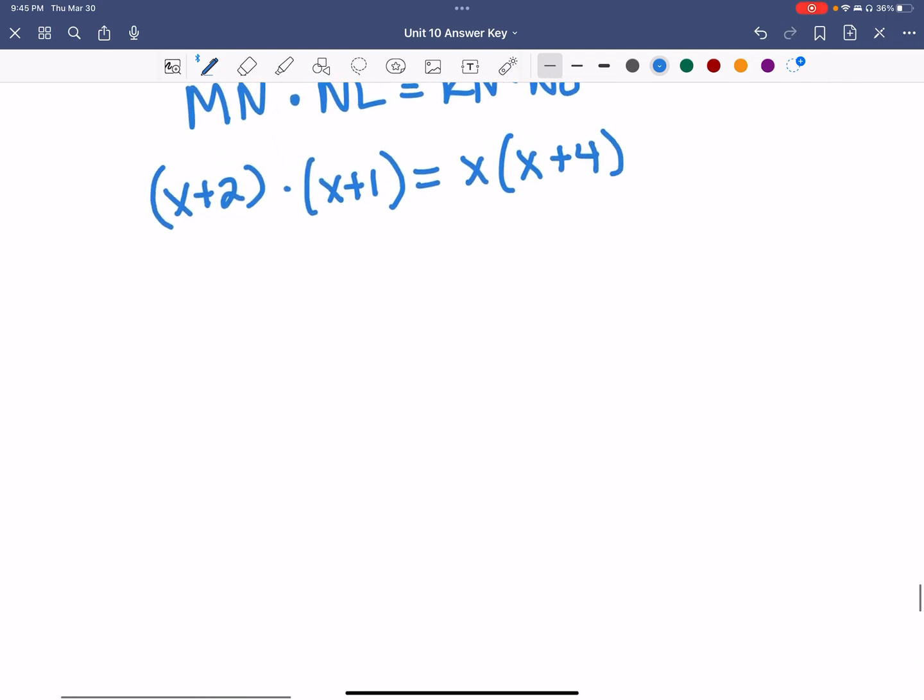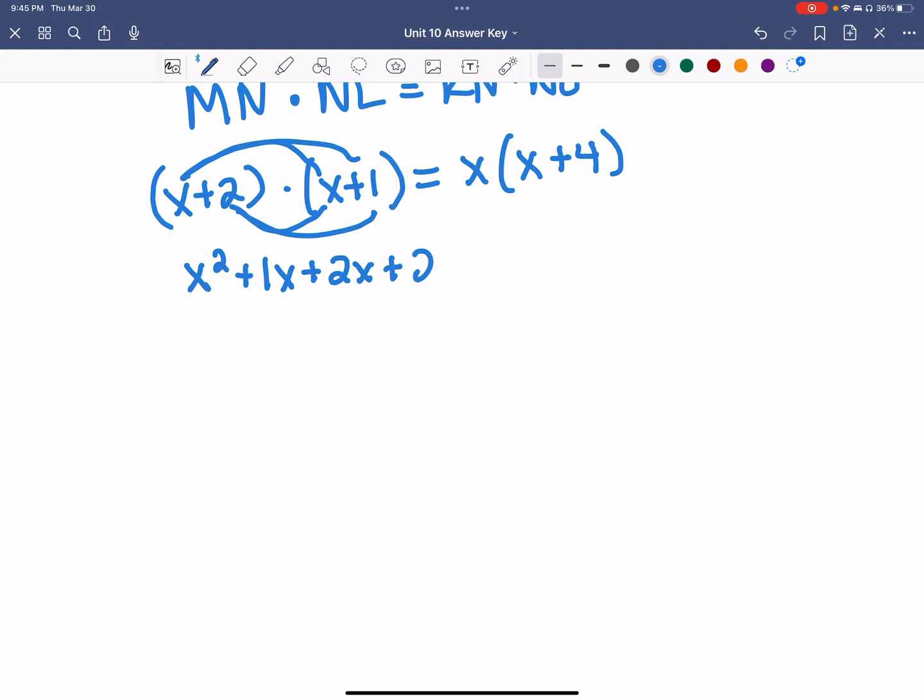So I have to go ahead and FOIL here since I have two binomials multiplied by each other. I'm going to start with x times x, which gives me x squared. x times 1 is positive 1x, 2 times x is positive 2x, and then 2 times 1 is a positive 2. On the right side here, I have to distribute in. So I have x times x, which gives me x squared, and x times 4, which is a positive 4x.